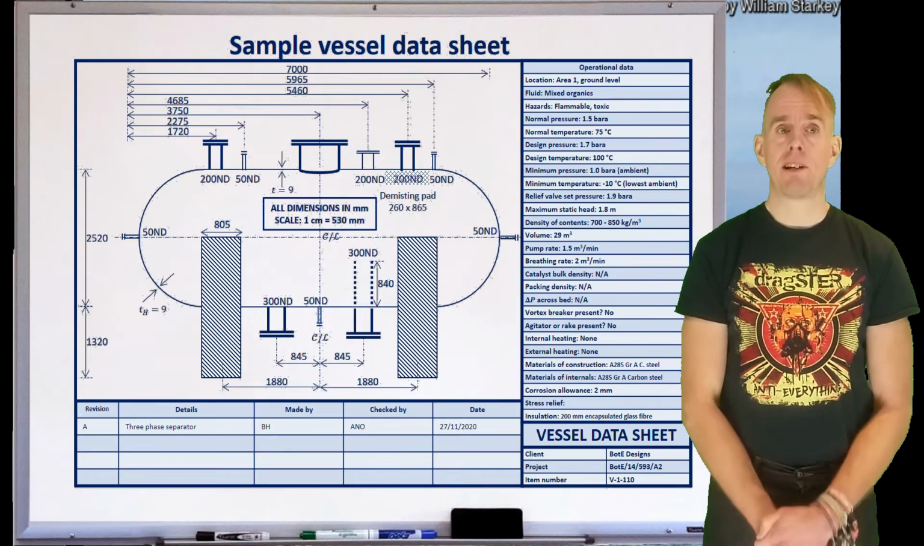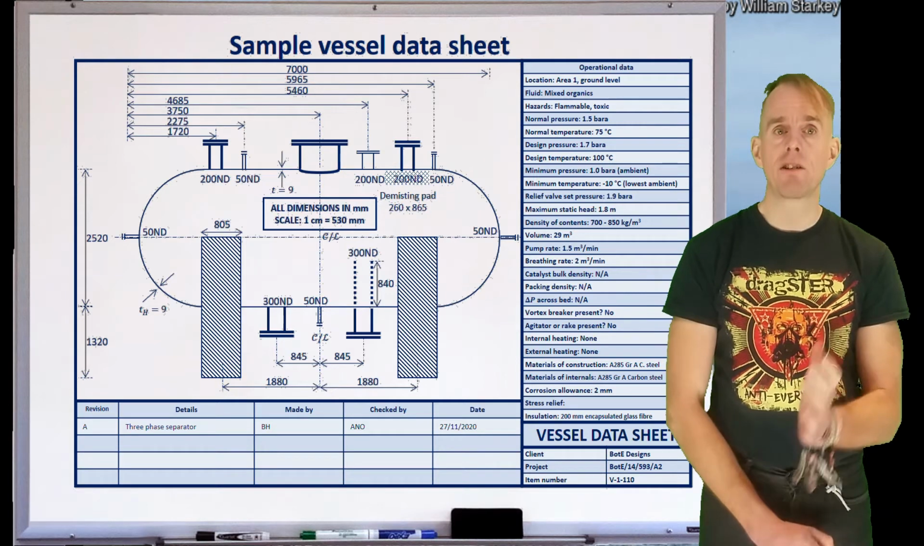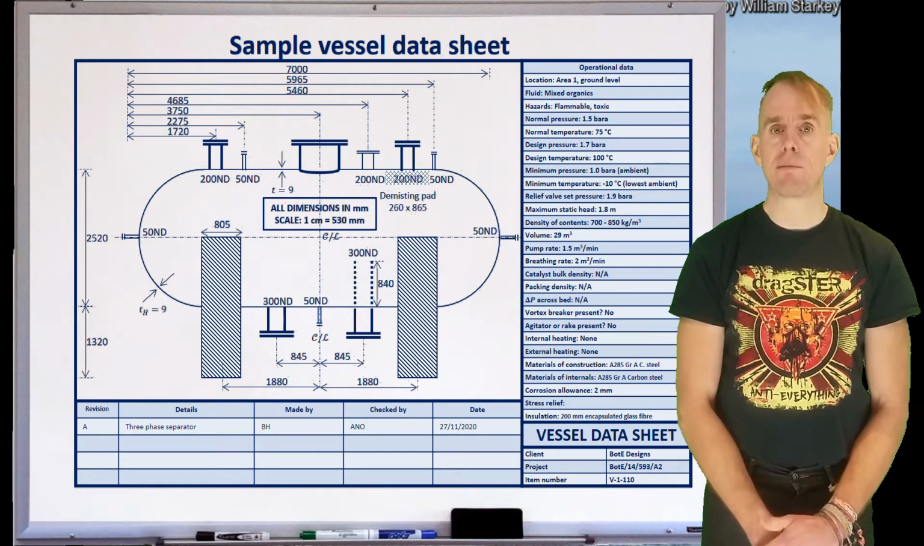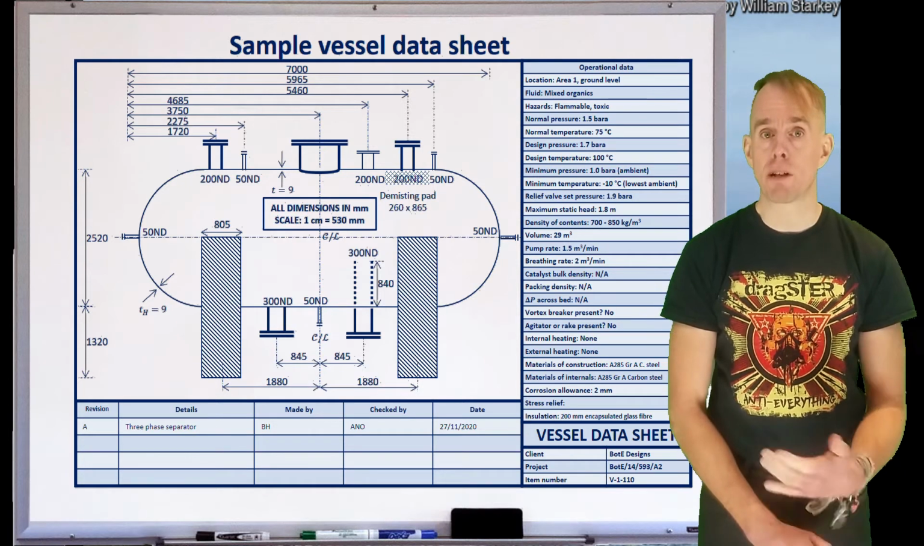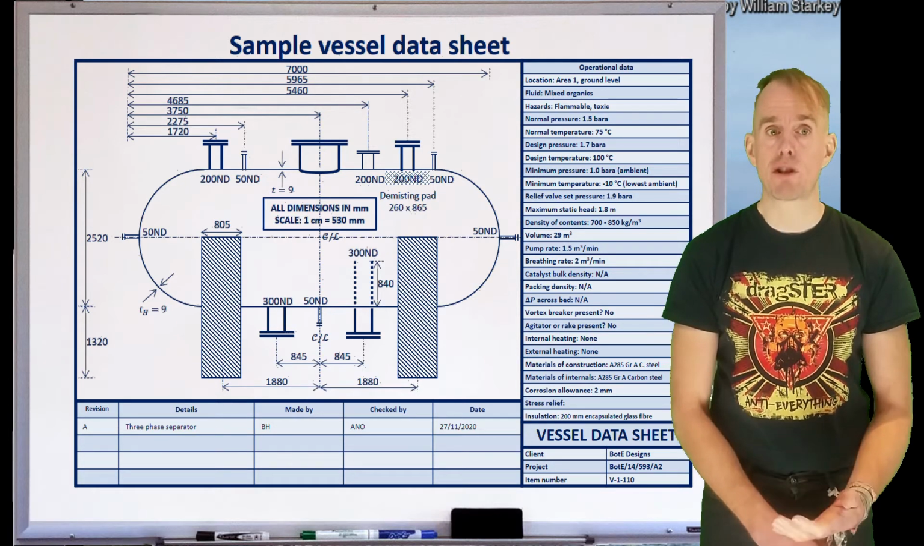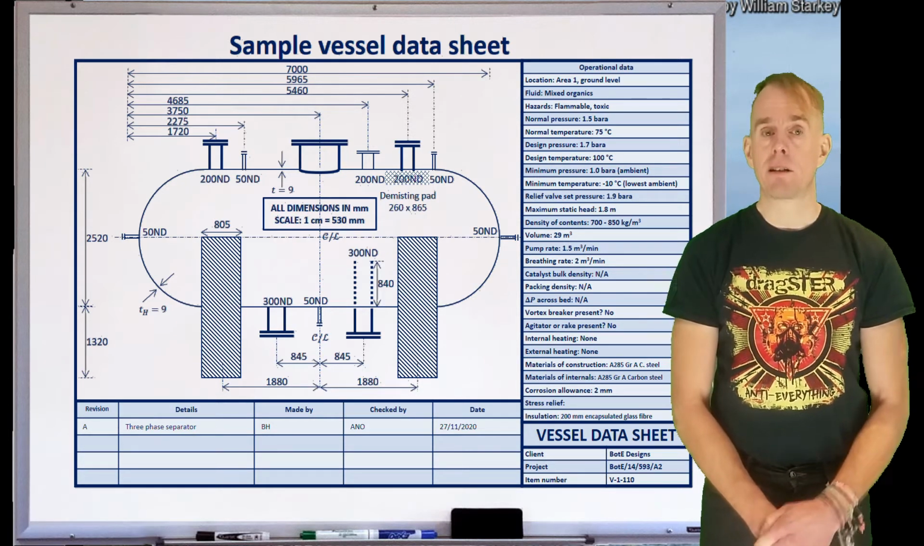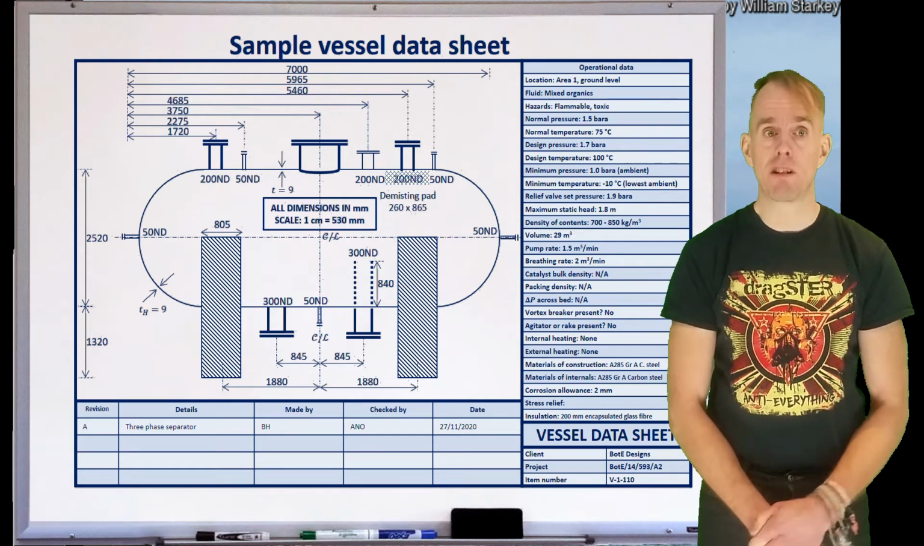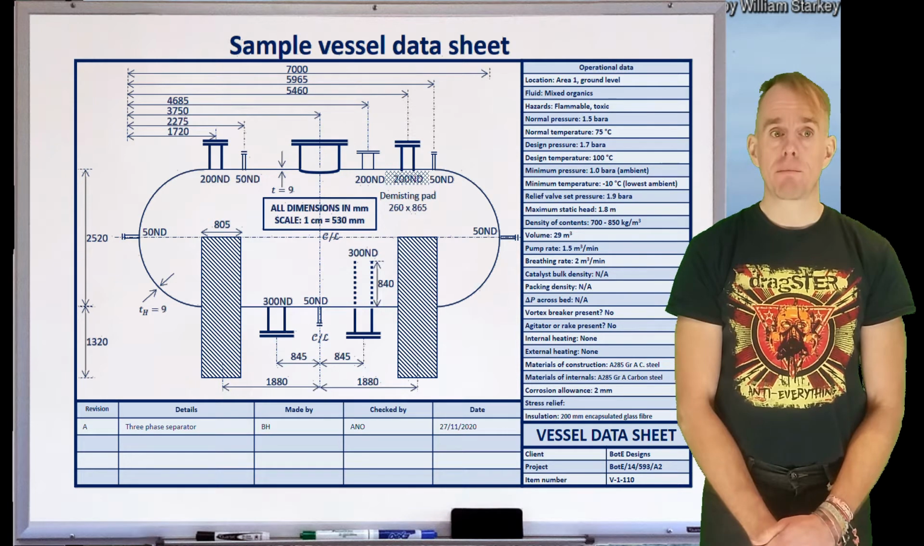Let's have a look at a vessel datasheet. You'll see on the right hand side again you've got your pro forma information, and you've got information here pertaining to pressures and pressure ranges, temperatures and temperature ranges, and the likely physical properties of the material in there, for example the liquid density and so on and so forth.